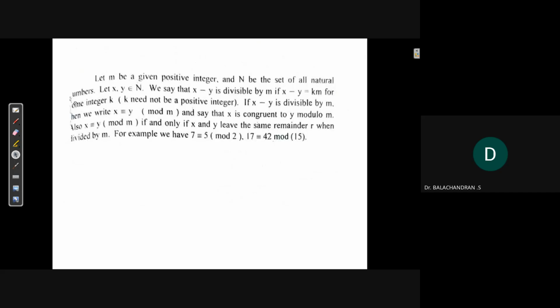Next we are going to solve some problems on equivalence relations. Let M be a given positive integer and capital N be the set of all natural numbers. Let x comma y belong to capital N.